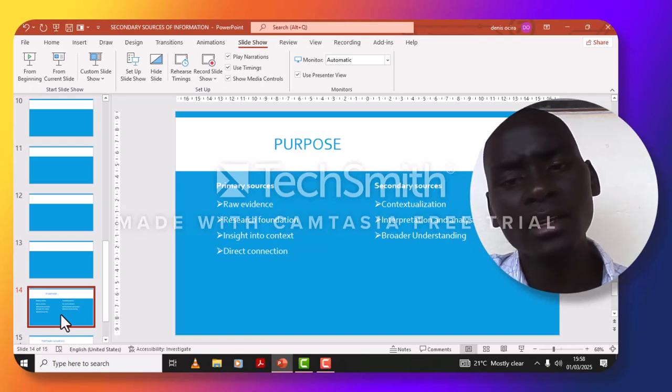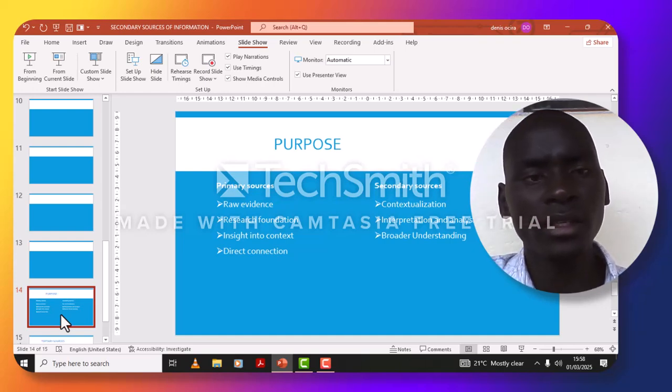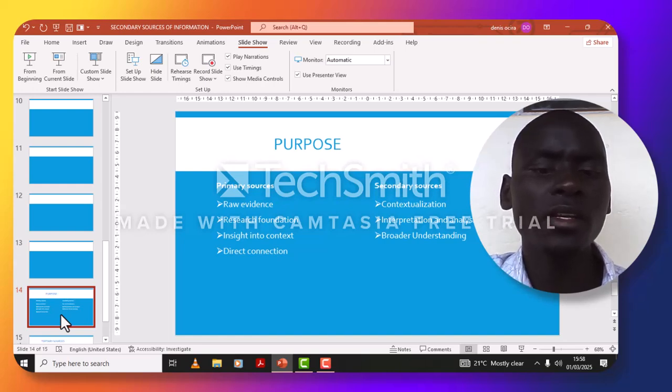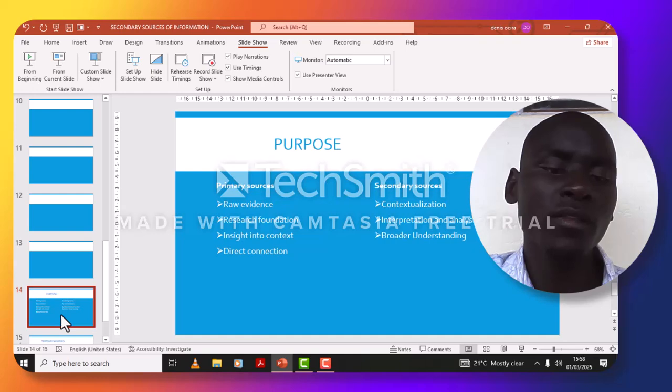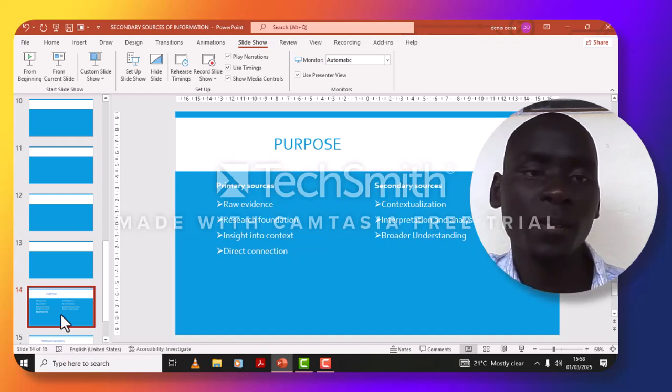The last that I'm going to give you is the broader understanding. Secondary sources help situate specific events or pieces of data within larger societal, cultural, or historical frameworks, providing a fuller picture of the events. So those are some of the purposes of secondary sources of information.